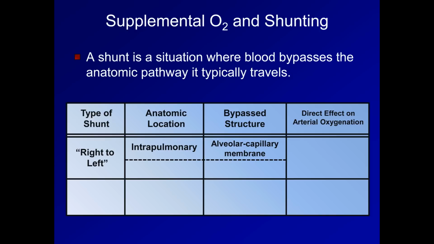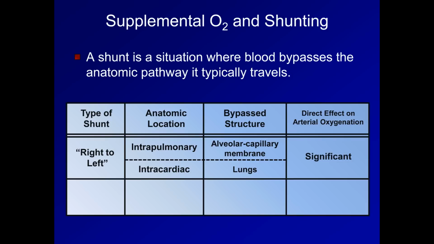The second subtype of right-to-left shunting is intracardiac, in which the lungs are bypassed entirely by some portion of blood flow. In all right-to-left shunts, oxygen-depleted blood makes its way from the right side of the heart to the left side of the heart without undergoing gas exchange. Therefore, these shunts have a significant direct effect on oxygenation.